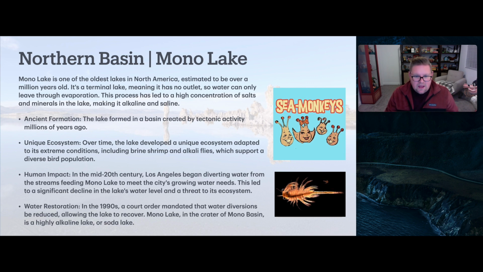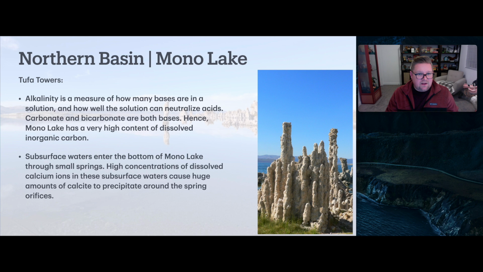The court order mandated that the water diversions be reduced, allowing the lake to recover. Mono Lake in the Mono Basin is now a very highly alkaline, or soda, lake, and they completely limited any way for the water to be removed. So now it is truly an endorheic lake. It will only take in fresh runoff, and it will fill the lake until we don't have any of that runoff. So Mono Lake is unique because of these. These are called tufa towers.